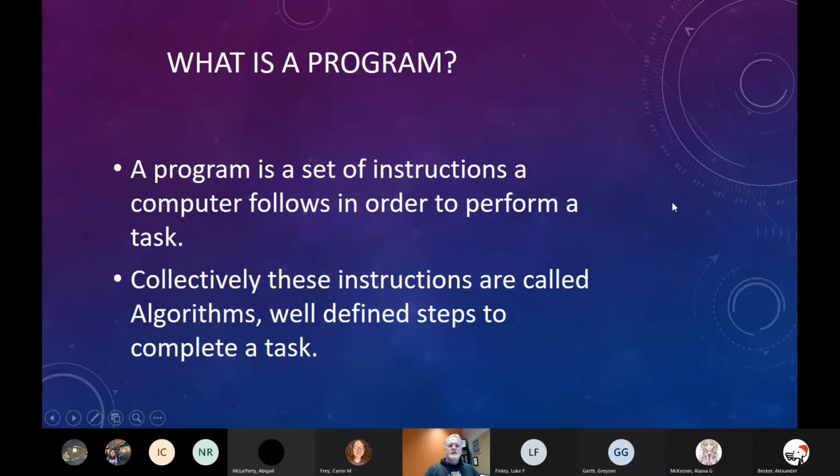Right, and this is a probable test question. What is a program? A program is a set of instructions a computer follows in order to perform a task. Right? That might seem like a major duh, but it is like the main topic of this class. Collectively, these instructions are called algorithms, well-defined steps to complete a task.